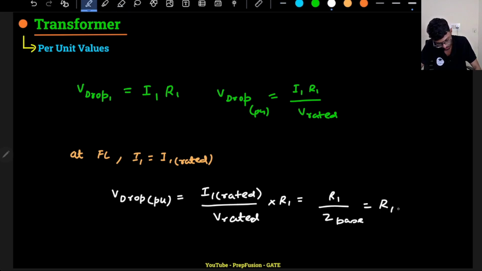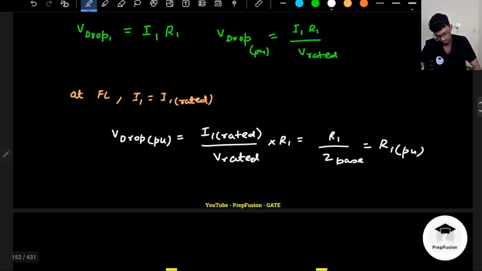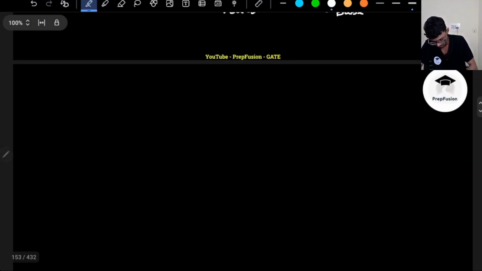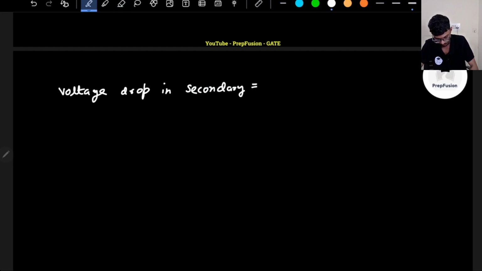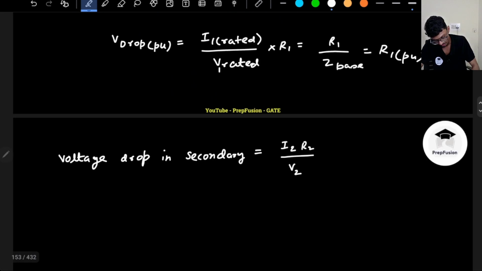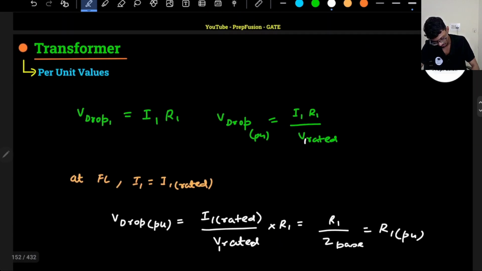Now this is the drop in the primary. What is the drop in the secondary? So similarly, if you do the drop in the secondary, V drop 2, drop in the secondary coil. So voltage drop in secondary will be equals to simply the drop. What is the value of the drop? It is I1, sorry, it is I2 into R2 divided by V rated, V2 rated. So this was V1 rated actually. This was V1 rated and this is V2 rated.